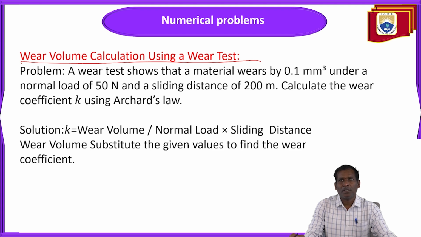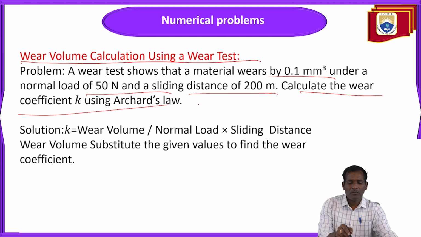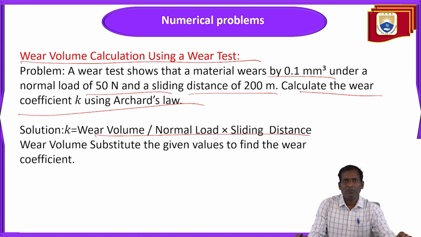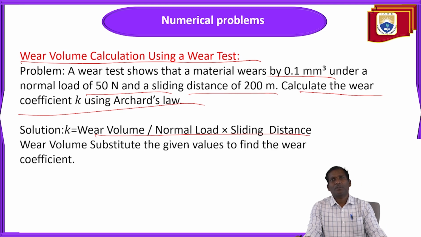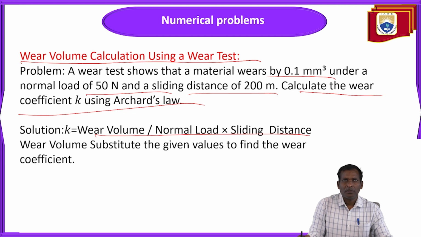The wear test shows that a material wears by 0.1 mm cube under a normal load of 50 newtons and a sliding distance of 200 meters. Calculate the wear coefficient using Archard's law. The solution: K is wear volume divided by normal load times sliding distance. Substitute the given values to find the wear coefficient.